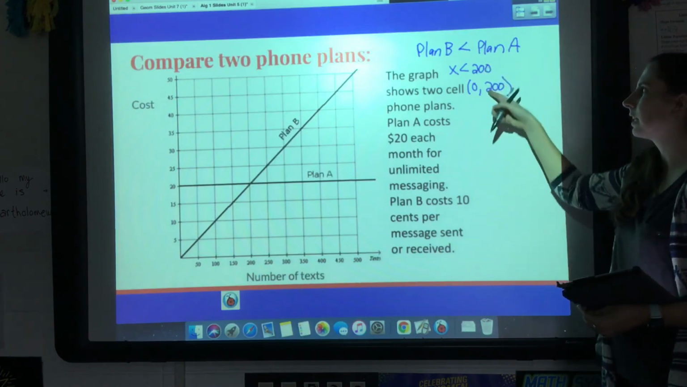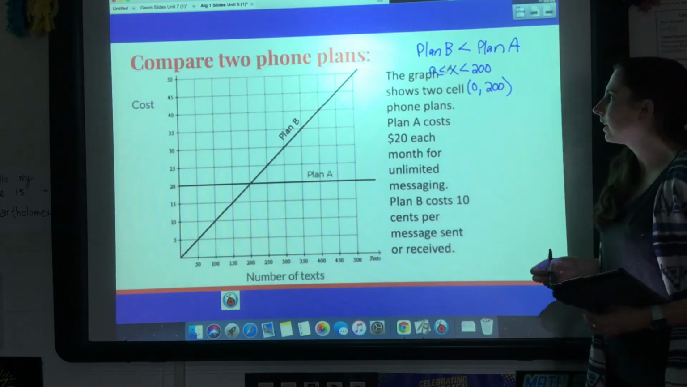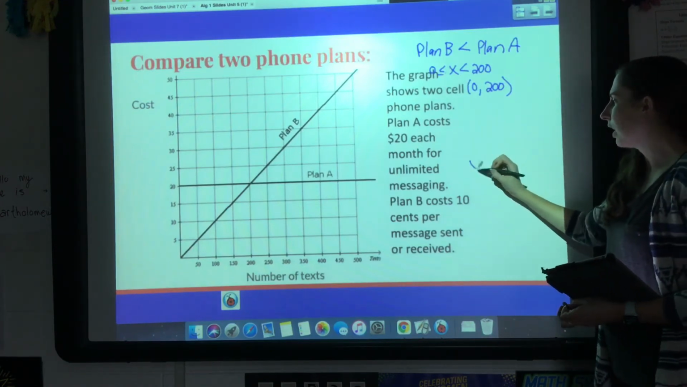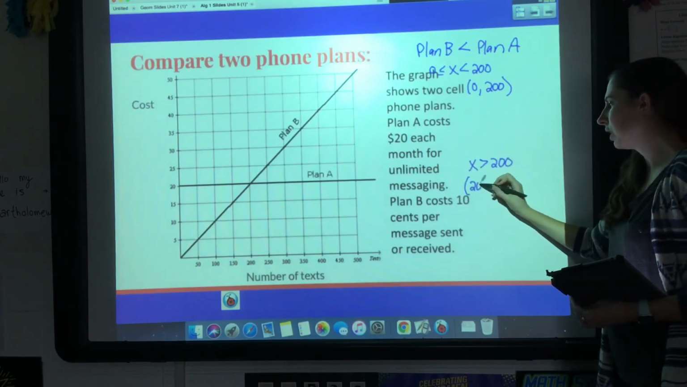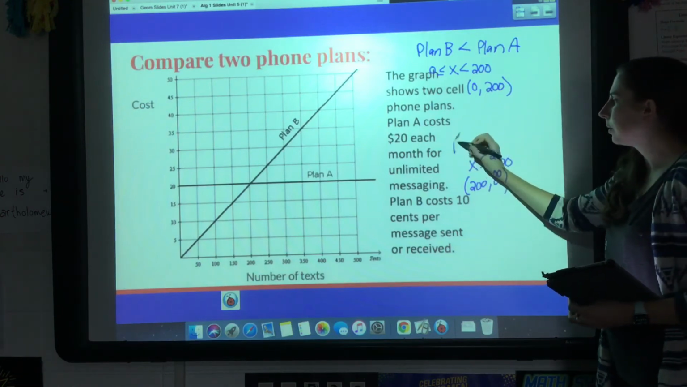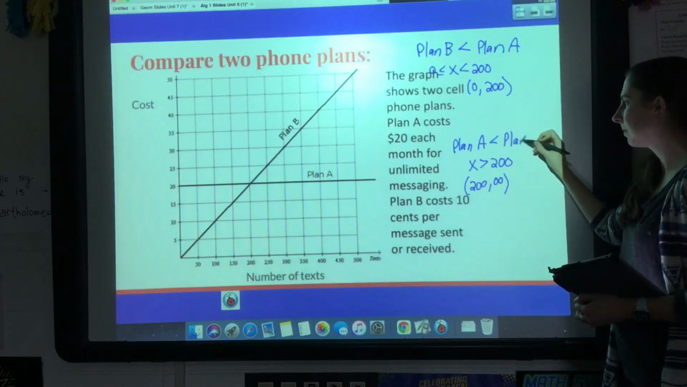These mean the same thing. You should probably say greater than or equal to 0, I guess. If it's more than 200, so if x is greater than 200, or from 200 to infinity texts, either way, those mean the same thing, then we would say plan A is better because it's less than plan B.